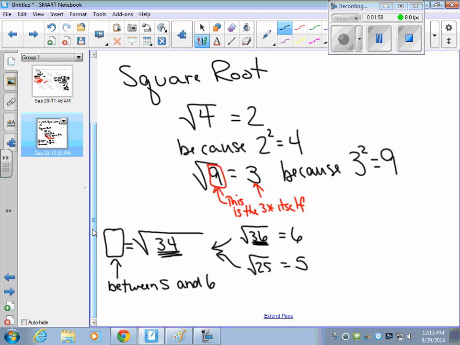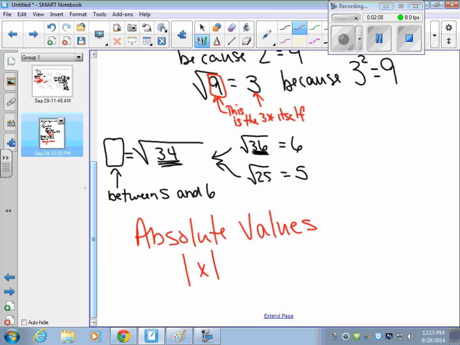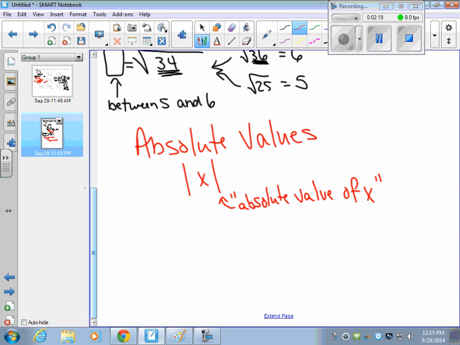Then when they talk about absolute values, that's these bars that you see that look like this. Okay, those are called absolute value, and you would read this as the absolute value of x. And it just is talking about how far away from zero that number is on the number line. So it's not talking about direction.